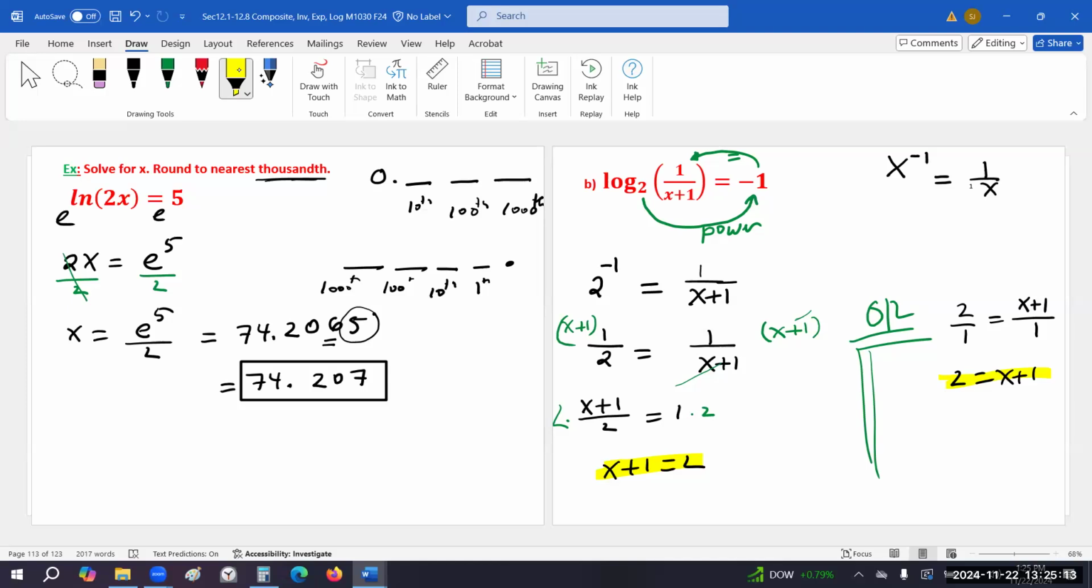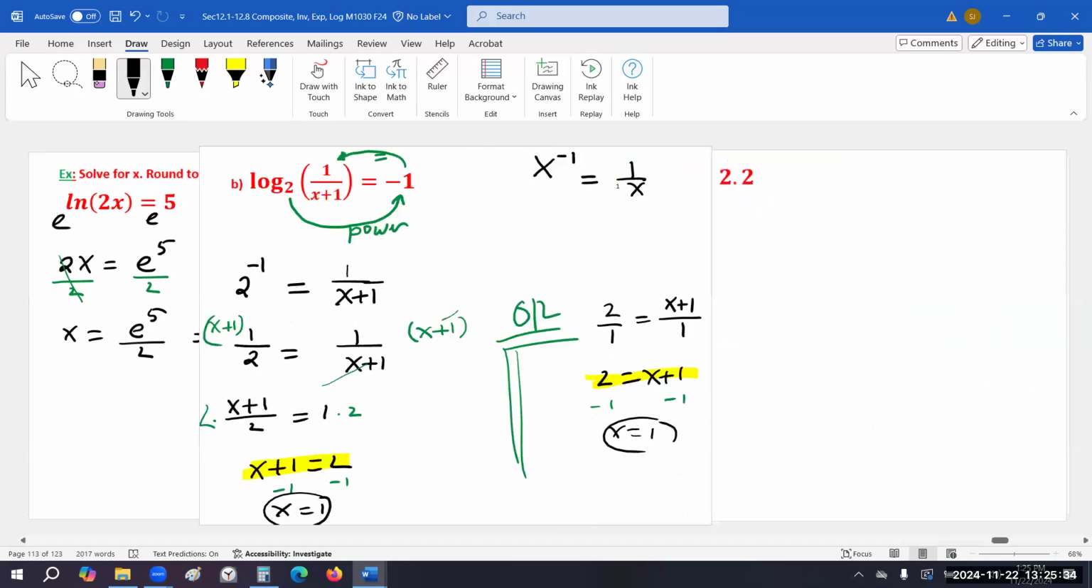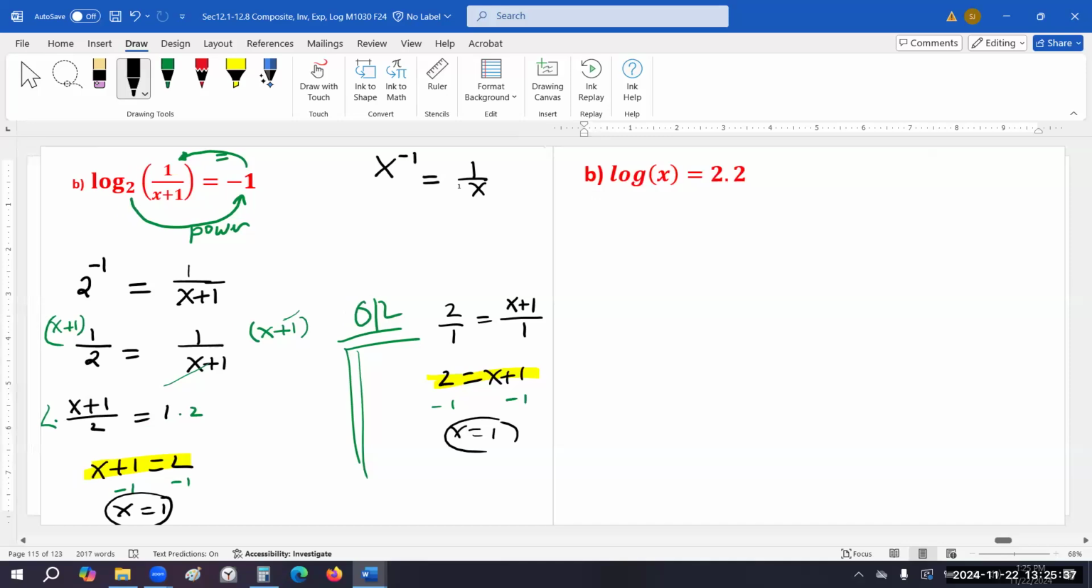Okay, so from here, how do you solve for x? You simply subtract 1, right? It doesn't matter which one you do, you end up getting x equals 1. See? Are we done? No, we have to check. So let me do the checking here.